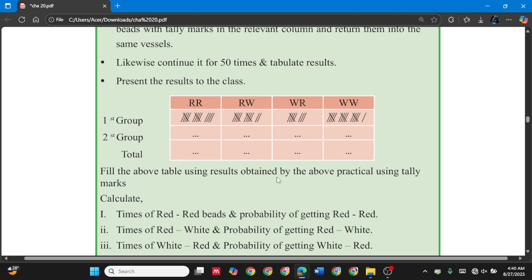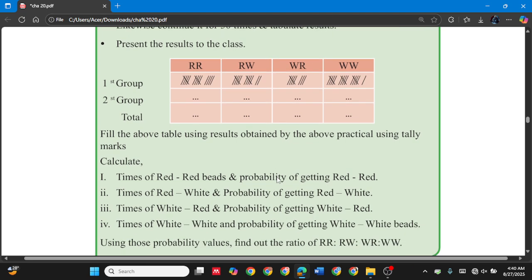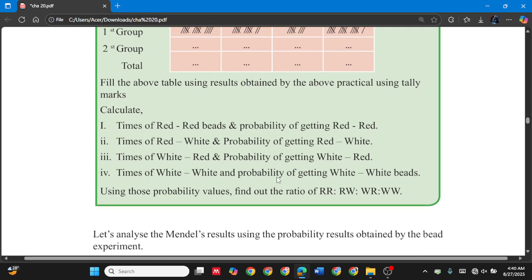Fill the above table using the results obtained by the practical using tally marks. Calculate the times of red-red and the probability of getting red-red, the times of red-white and its probability, the times of white-red and its probability, and the times of white-white and its probability. Using those probability values, find the ratio of RR, RW, WR to WW.